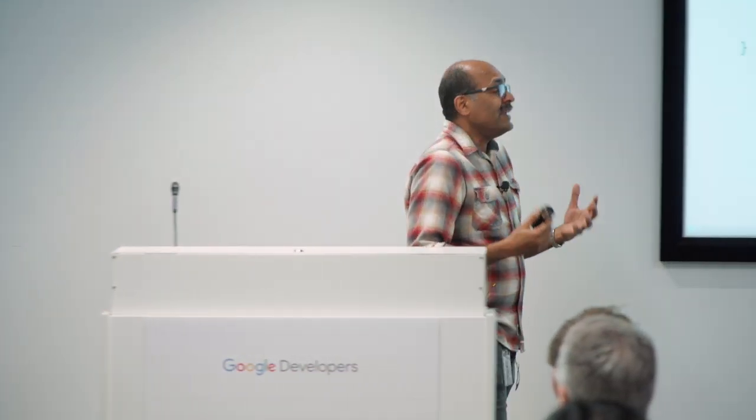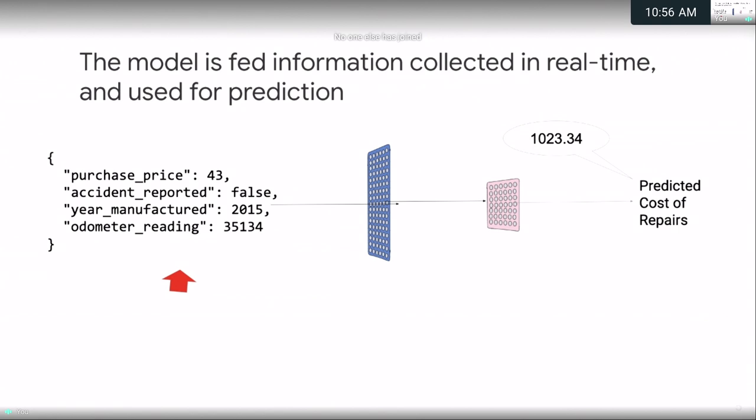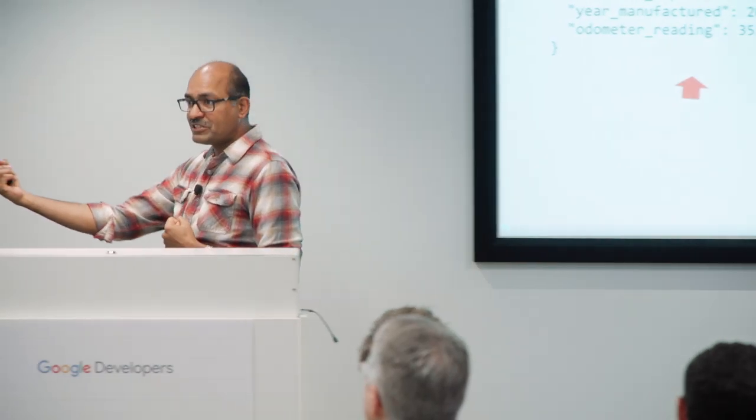So once we have that, then, in real time, somebody from our firm is sitting at an auction site, and they say, if I were to purchase this car for this amount, and it has never had an accident, it was made in 2014, and it has 35,000 miles, what is the cost of repairs predicted to be? And you can get that prediction, and use that to inform how much you're going to bid on that car at auction, right? So that's the basic formulation of your ML problem.